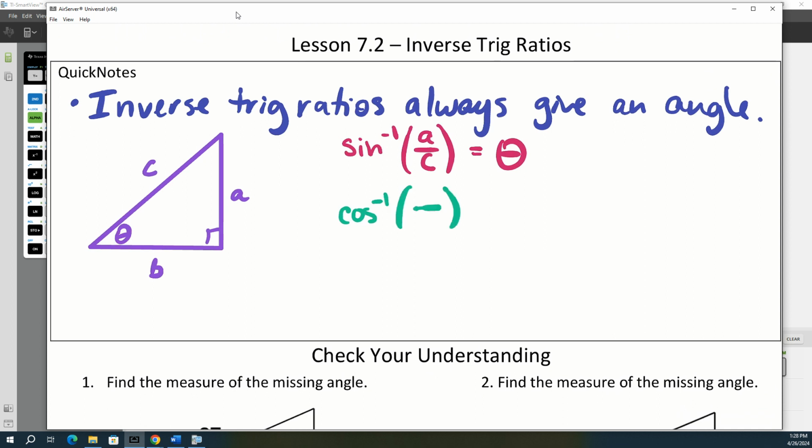Right? And then the inverse cosine, what would you divide? A over H. Oh, adjacent over hypotenuse. Right. So in this case, with A, B, and C, what would it be? B and C. Yes.